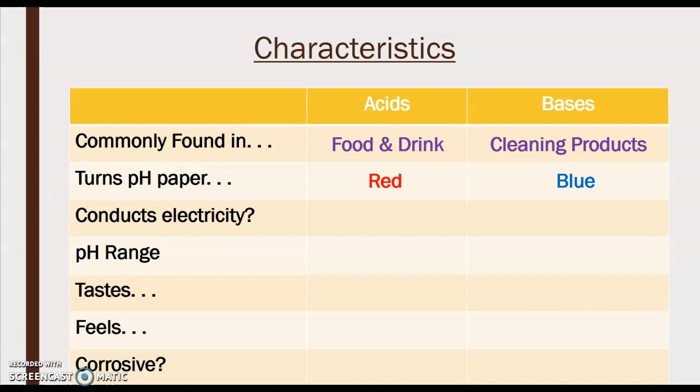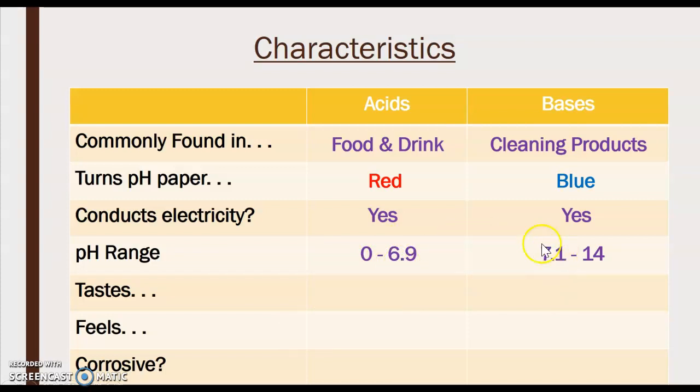All right, conducts electricity, so acids and bases both conduct electricity. So if you put a light bulb with the sockets at the end into an acid or into a base, it would light up. Okay, pH range, we're going to talk a little bit more about this on the next slide. Acids have a low pH, so anywhere from 0 to 6.9.